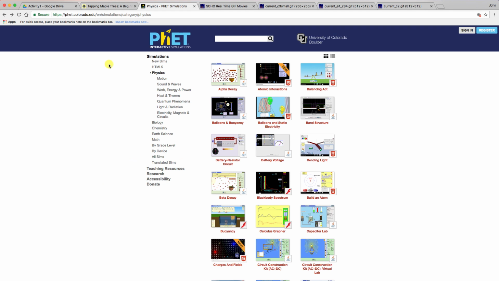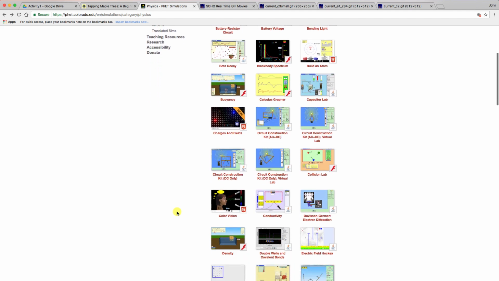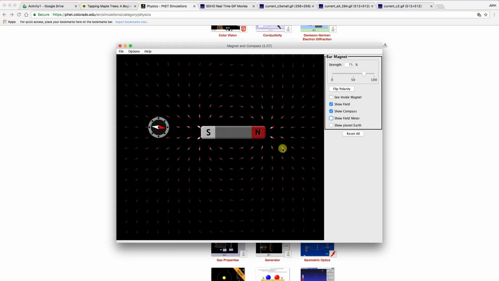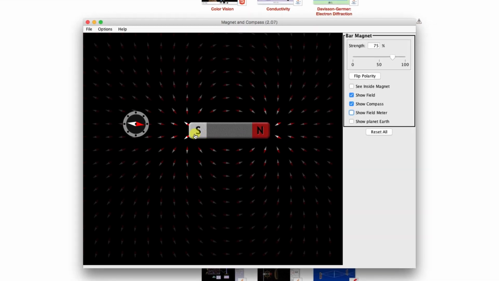This is called the PhET Interactive Simulations, University of Colorado. There are a couple in here on magnetic fields that are fun to play with. And this one in particular is a Java applet. What it shows here is a magnet. It has a north and a south pole. So magnets have north and south poles.